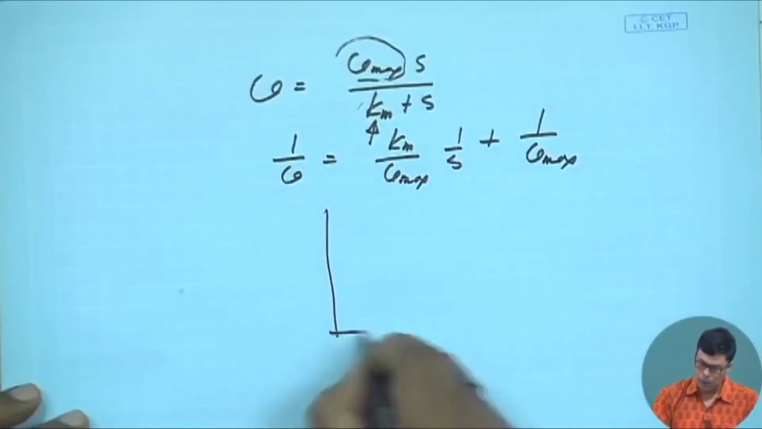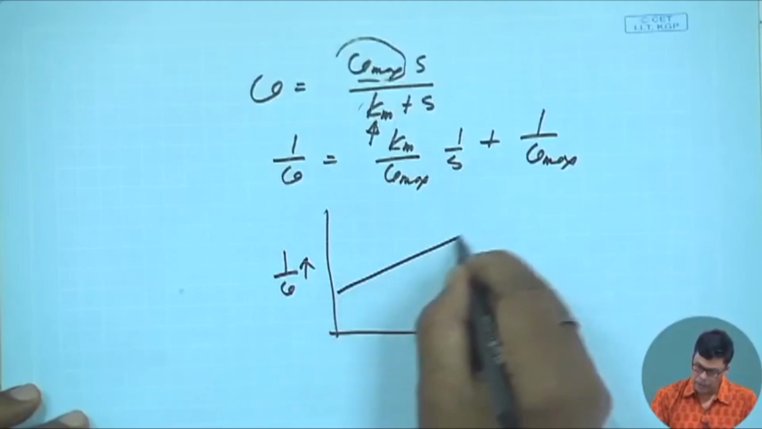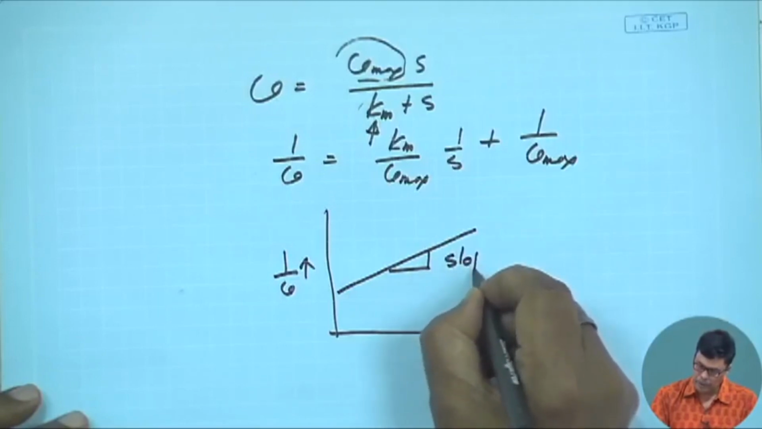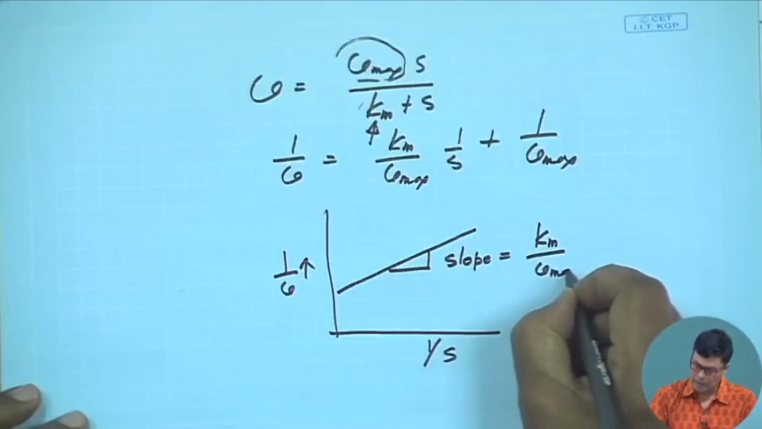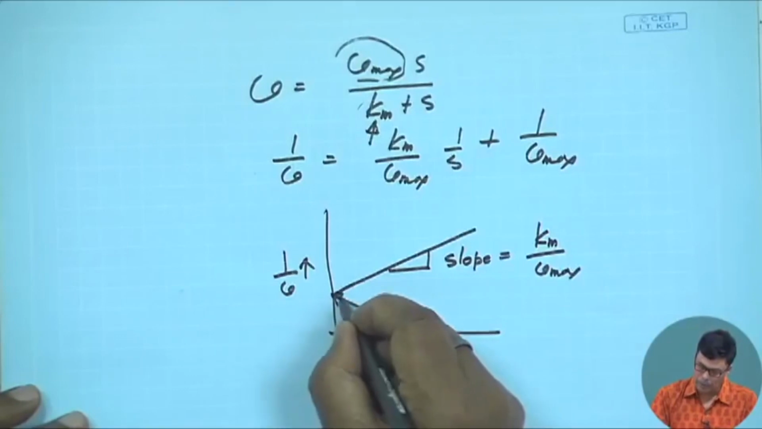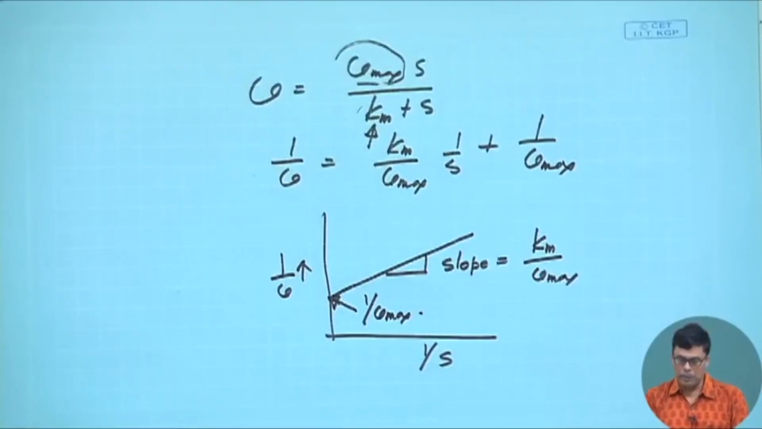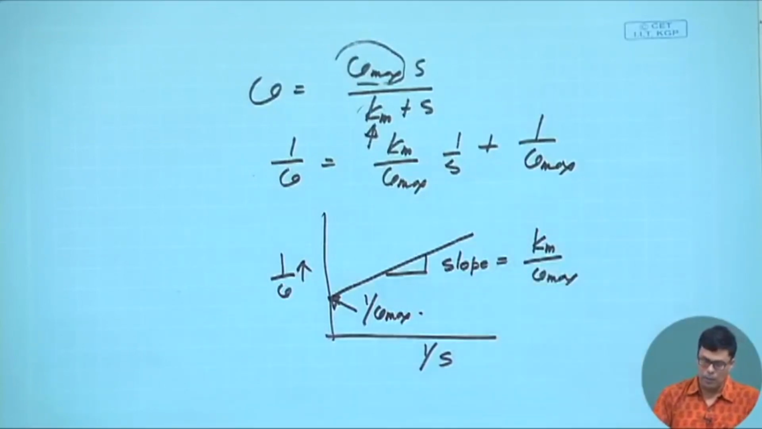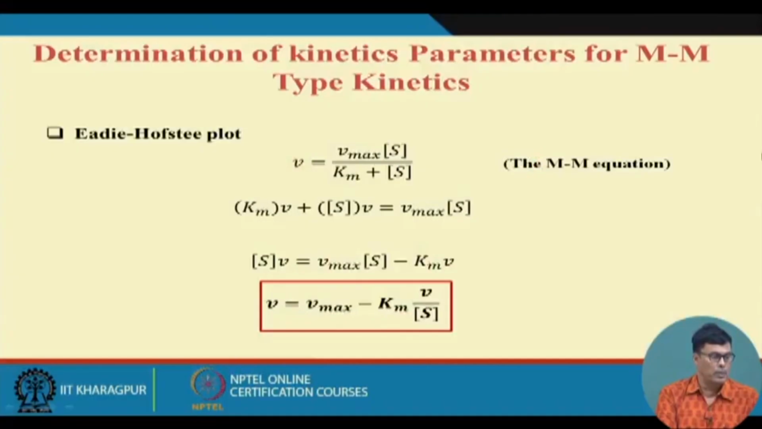If we plot 1 by V versus 1 by S, then we will get a straight line, because this is a straight line equation. The slope will give you the value of Km by Vmax, and the intercept will give you the value of 1 by Vmax. Once we have this Vmax value, we can put it here and find out the value of Km. So we can easily determine the Vmax and Km value of any enzyme. This is how it can be done.